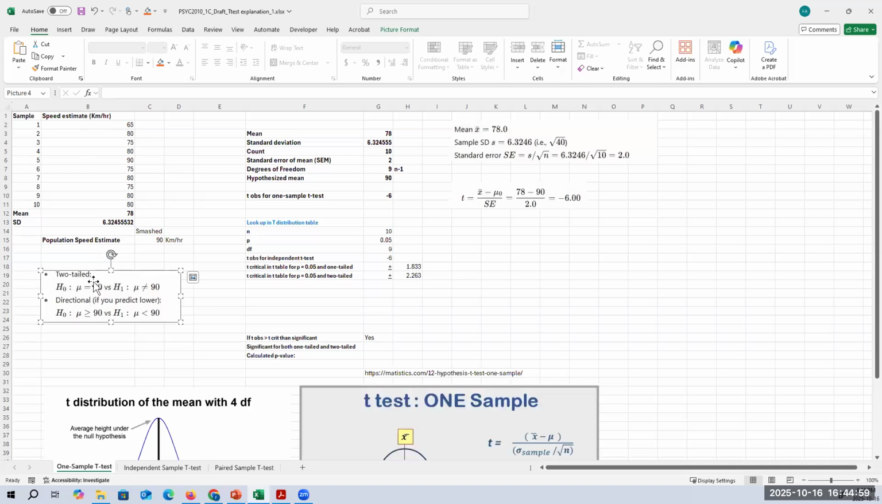So you can have two types of hypotheses, directional and two-tailed. Directional is if you predict lower. In this case, the null hypothesis would be that the sample is greater than or similar to the 90 kilometers per hour. So that's the null hypothesis. And your alternative hypothesis would be that the mean from the sample is less than the population estimate of the kilometers per hour. Now, in terms of a two-tailed test, here you would predict that the means would be the same in the sample and in the population, right?